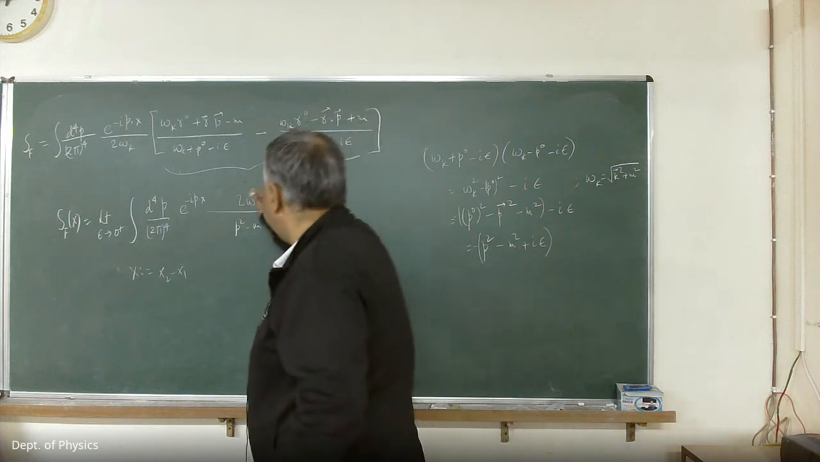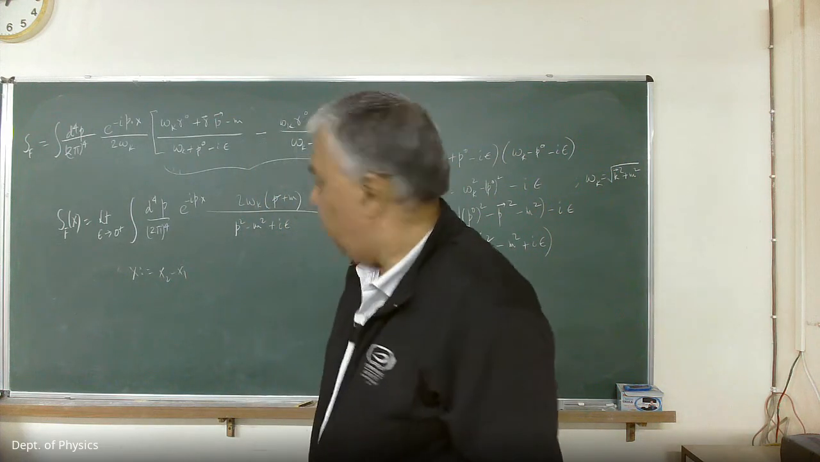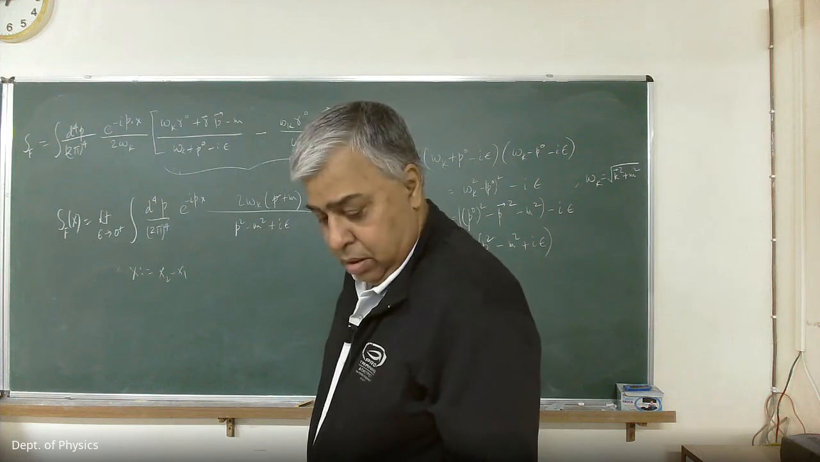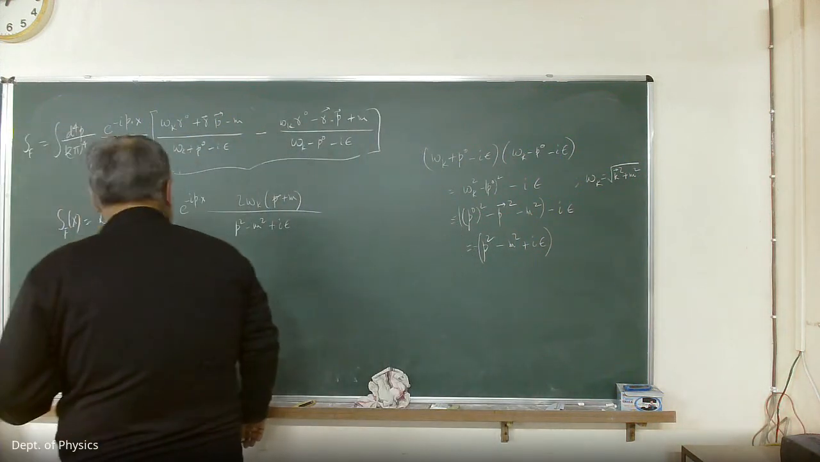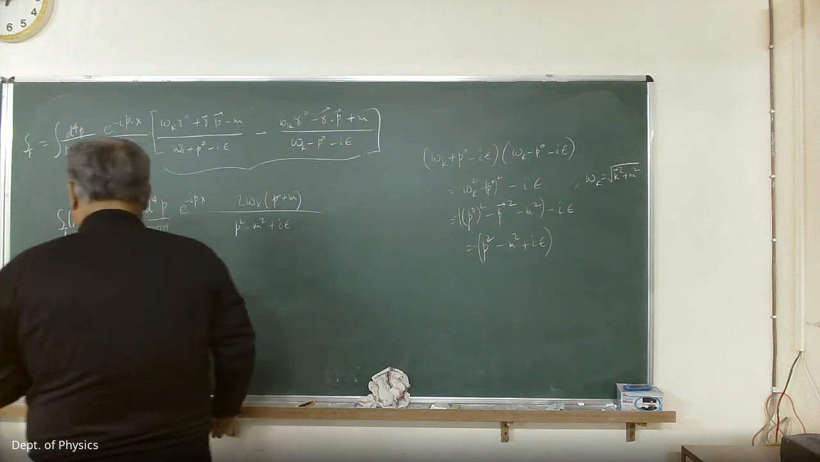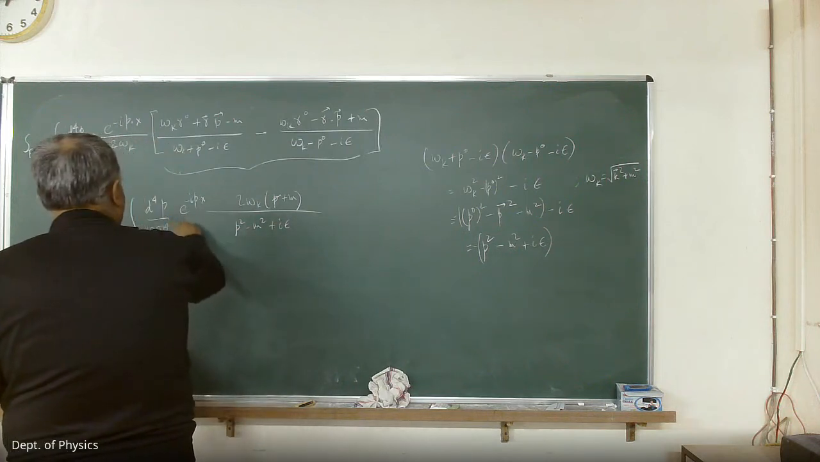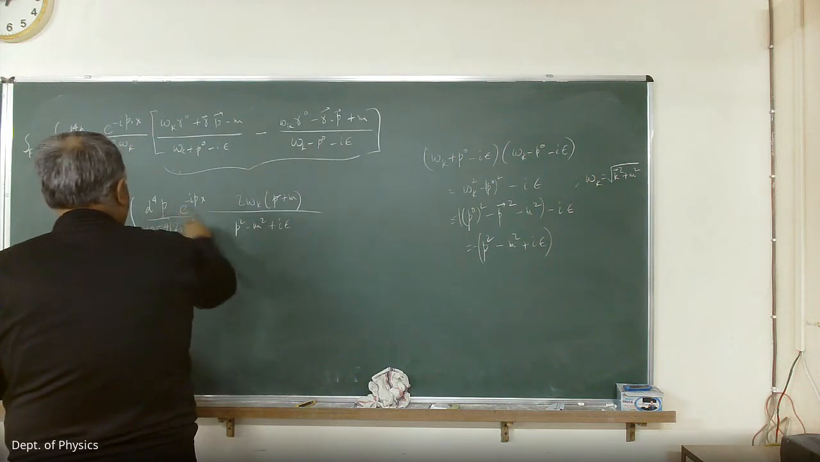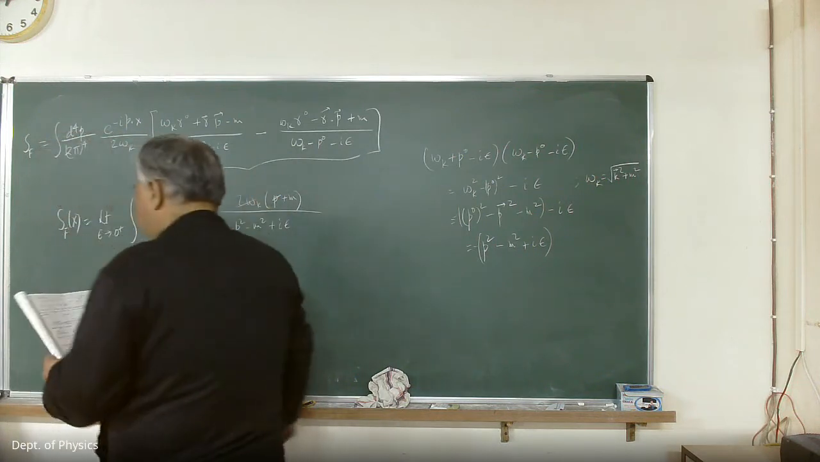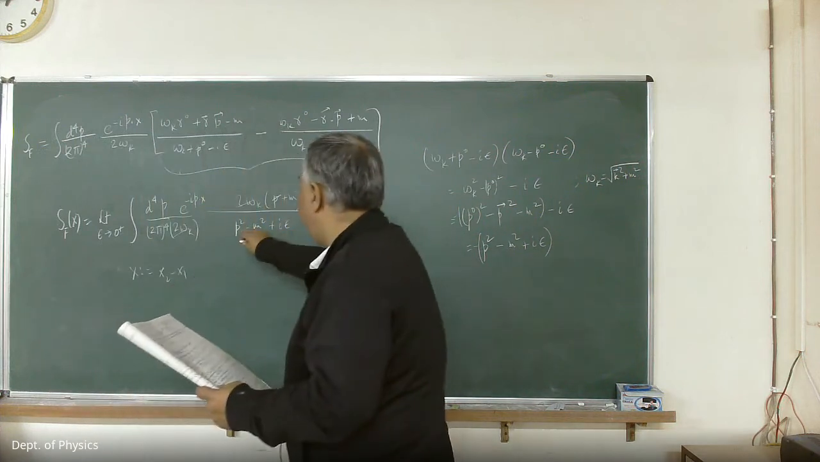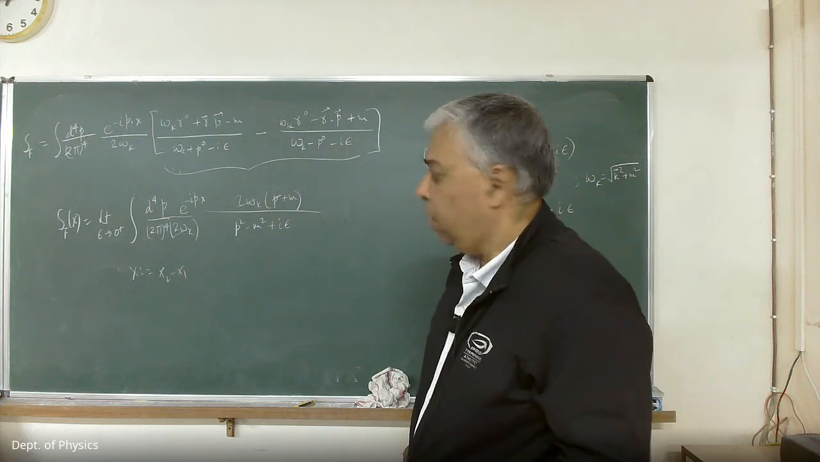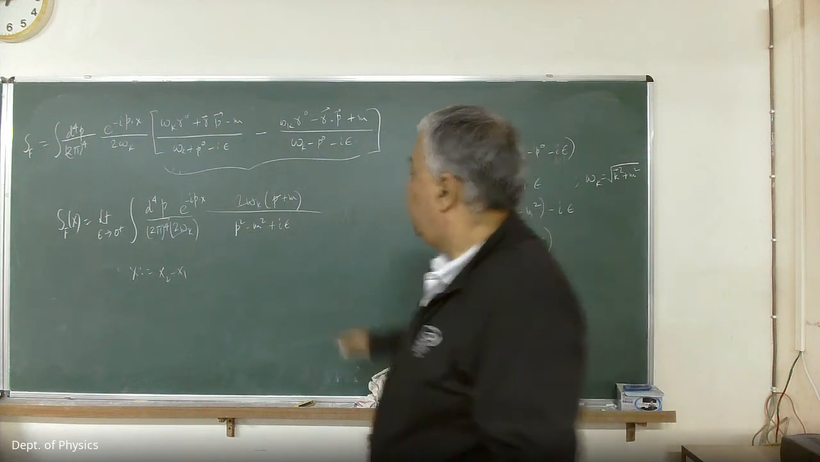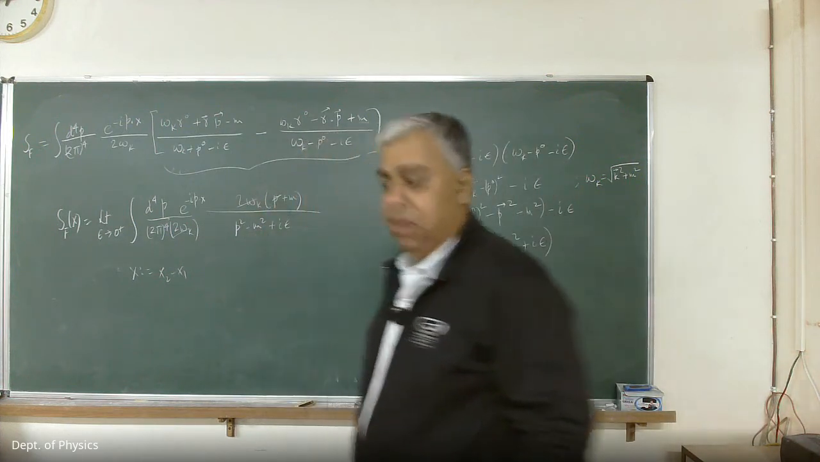So this is a momentum space expression. There will be 2 omega k in the denominator, so this will cancel and you will be left with just p slash plus m by p square minus m square plus i epsilon. Okay, so this is the momentum space Feynman propagator.